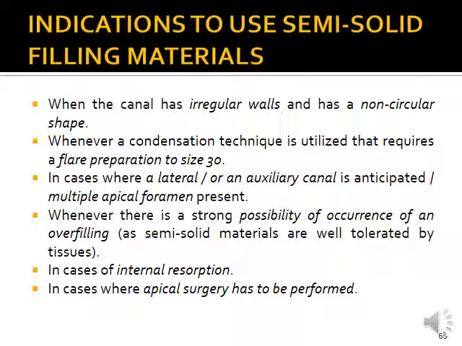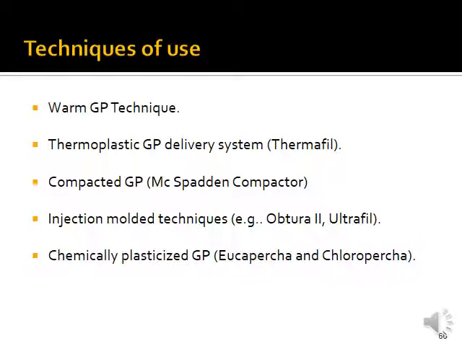In cases where a lateral auxiliary canal is anticipated or multiple apical foramina are present. Whenever there is a strong possibility of overfilling, semi-solid materials are well tolerated by the tissue. In cases of internal resorption, and in cases where apical surgery has to be performed. Techniques of use: warm GP technique, thermoplastic GP delivery system, compacted GP, injection molded techniques, chemically plasticized gutta percha by Chloropercha and Eucapercha.